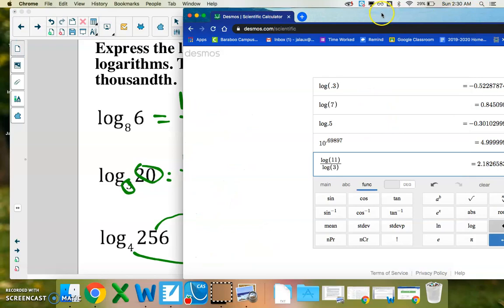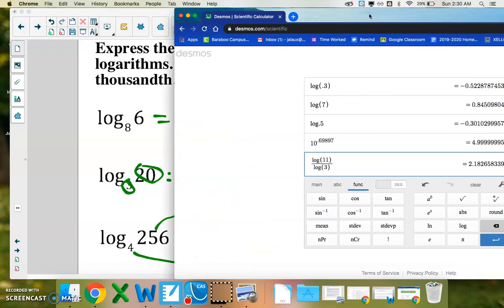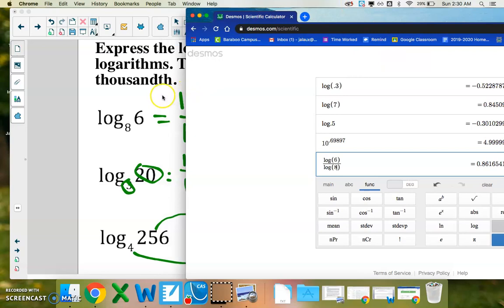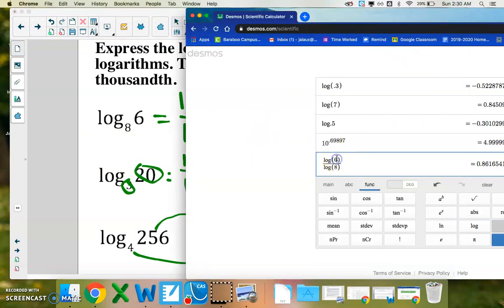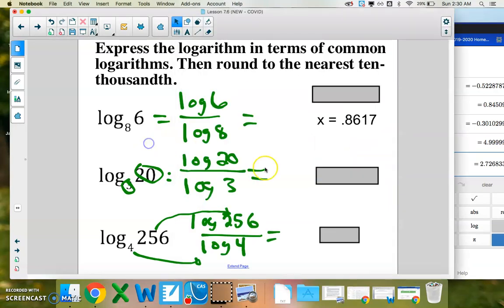And what's interesting is when we go over here and type this in, we go log of 6 divided by log of 8, and we get an answer of 0.8615, which is right there. And that's the value that's going to be equal to x. So if I do the next one, I'm going to delete the 6 and go log of 20 divided by log of 3, and I get 2.72, which is right here.